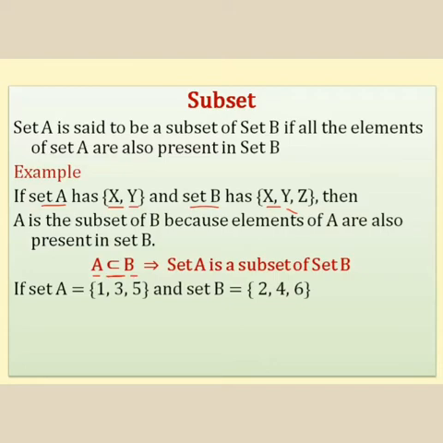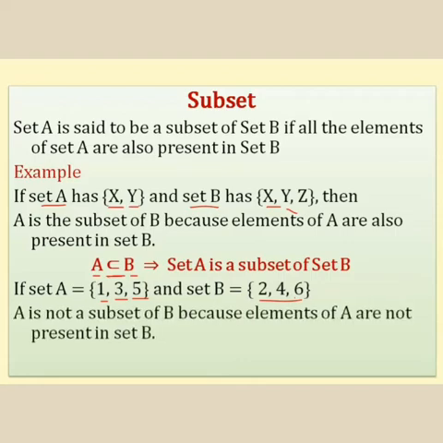See, here you have an example. Set A is equal to 1, 3 and 5. Here set B is 2, 4, 6. Elements 1, 3, 5 are not present in the set B. So we can say that A is not a subset of B because elements of A are not present in B. And we represent this with the C symbol. Here we are writing it in the C form, right? The symbol should be crossed. So we read this as A is not a subset of B.